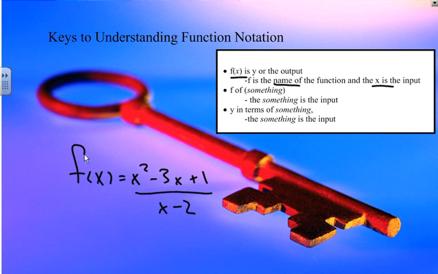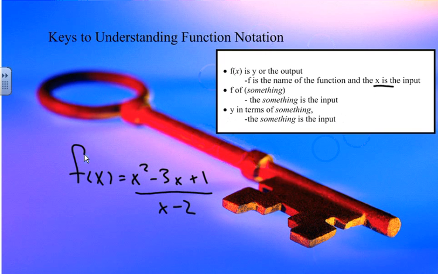So whatever's in parentheses is the input. That's what you're plugging into the equation of the function. When you have f of something, whether it be a variable or whatnot, the something is what you're plugging into the function equation. Y in terms of something, the y, once again, is the output. And whatever comes after the f, the something, is what you're plugging in. So that something is the input.